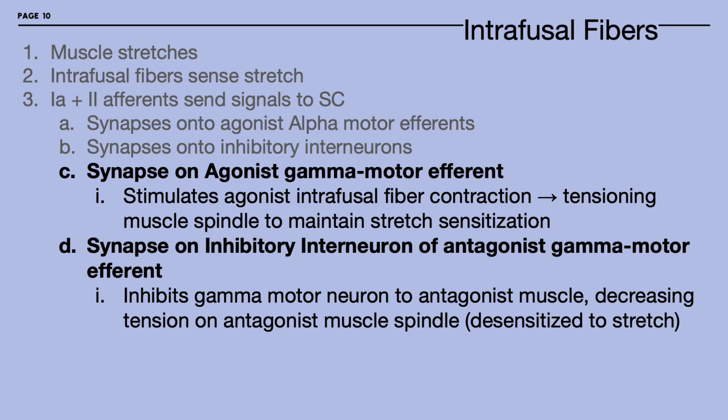There are also synapses onto the inhibitory interneurons of the antagonist gamma motor efferents. So this inhibits the gamma motor neurons to the antagonist muscle, which actually desensitizes the antagonist muscle spindle to that stretch. So during the patellar tendon reflex, when the quad is contracting, hamstrings are going to lengthen a little bit, right? But in this case, because of these inhibitory interneurons, the muscle spindle isn't going to be super sensitive to that stretch. It's going to be more desensitized, allowing that hamstring muscle to lengthen.